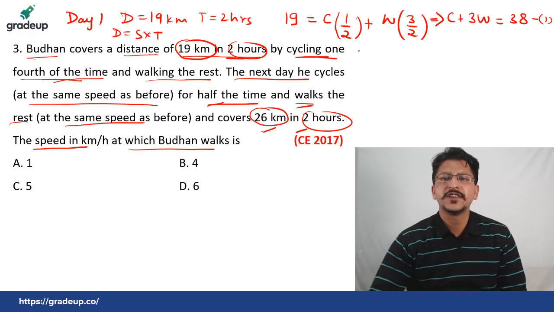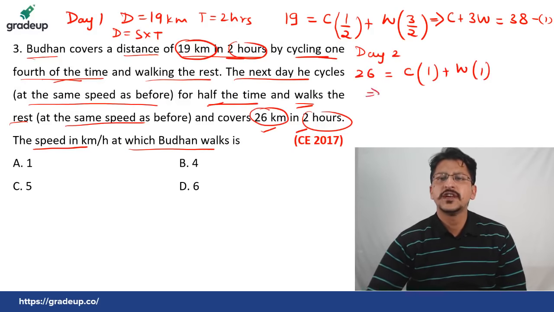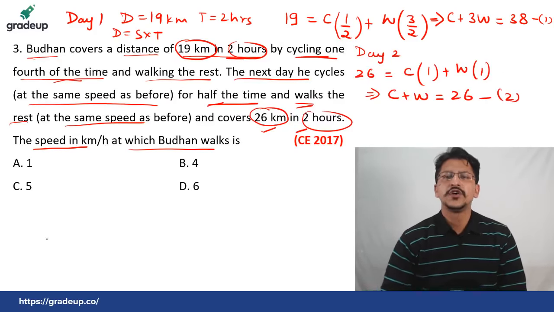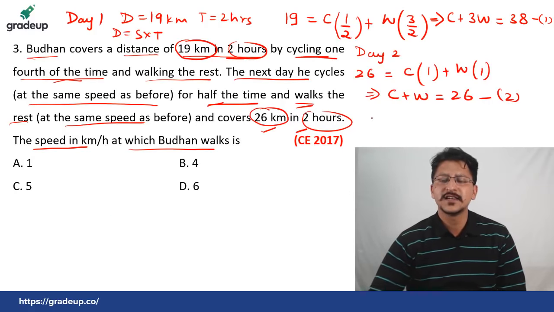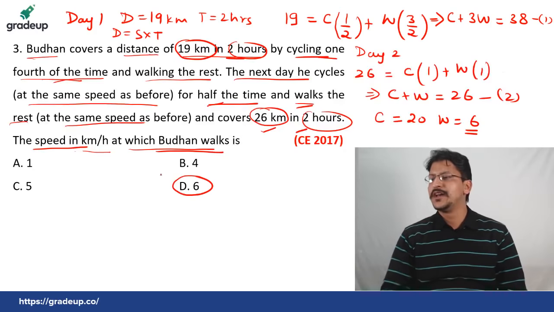The second equation, for day 2: he covers a total distance of 26 kilometers in 2 hours, that is 1 hour walking plus 1 hour cycling. So this gives you the equation c plus w is equal to 26. This is equation 2. If you solve these two simultaneous equations, you will get the answer: c as 20 and w as 6. It is asked the speed in kilometer per hour at which Budhan walks. He walks at a speed of 6 kilometers per hour.